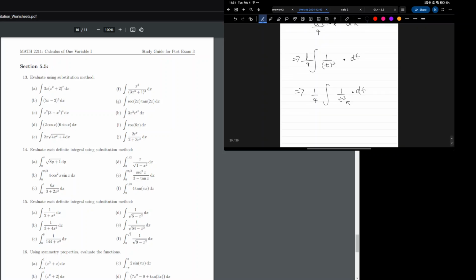Well, all we have to do is to move them to the top. Yeah, negative exponents, perfect. So all we have to do is move them on the top.